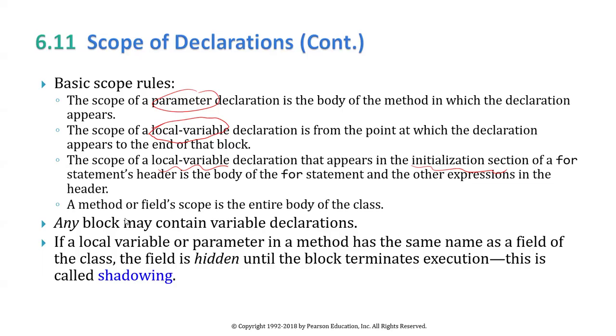And a method or field's scope is the entire body of the class. Any block may contain variables and declarations, and those are the scope of such things. If a local variable or parameter in a method has the same name as a field of the class, the field is hidden until the block terminates execution. This is called shadowing.